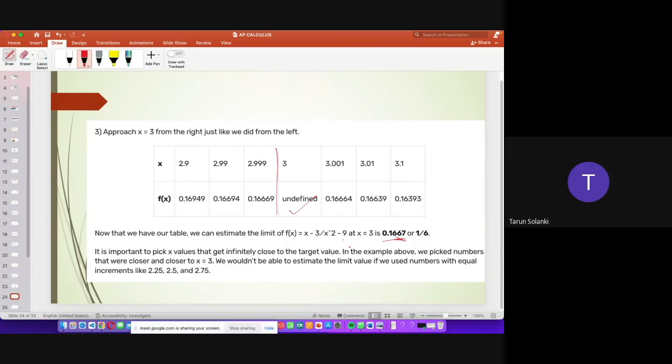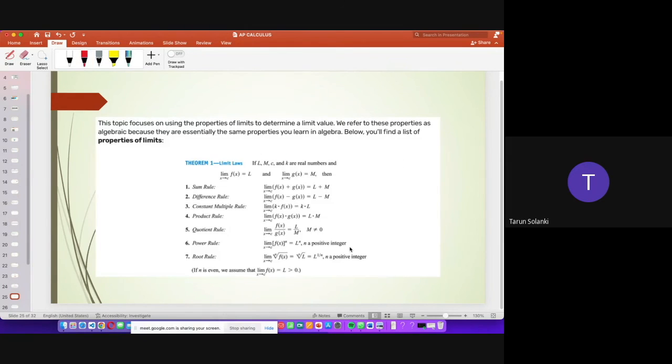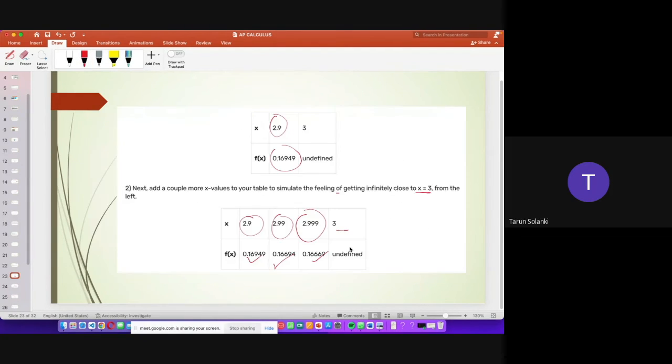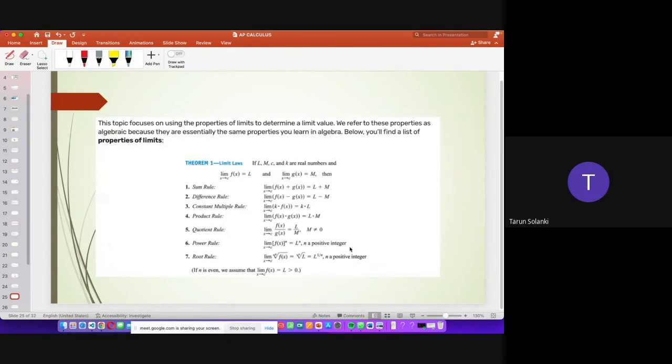Okay, so this is regarding your first example. Note down this problem. Okay, so now let's look at the properties of the limits. So what are the properties? Before looking at the properties, we'll see the theorem. Okay, so this is the theorem.